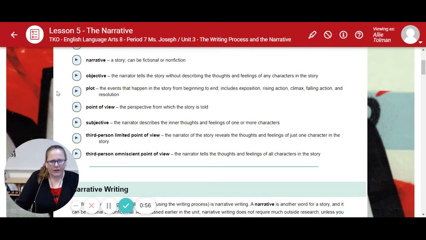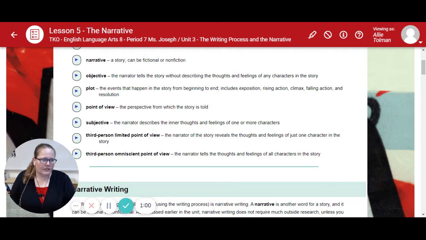Objective. The narrator tells the story without describing the thoughts and feelings of any characters in the story. Plot. The events that happen in the story from beginning to end. Includes exposition, rising action, climax, falling action, and resolution. Point of view is the perspective from which the story is told. Subjective. It's when the narrator describes the inner thoughts and feelings of one or more characters.